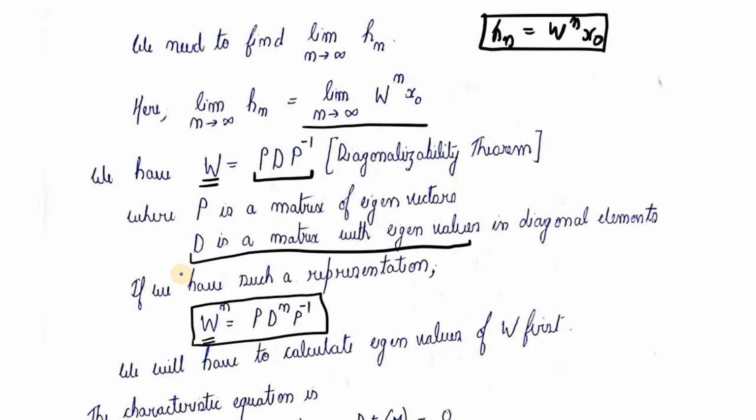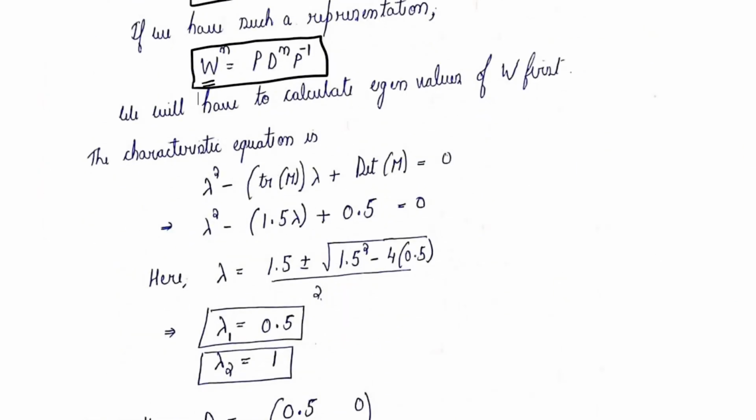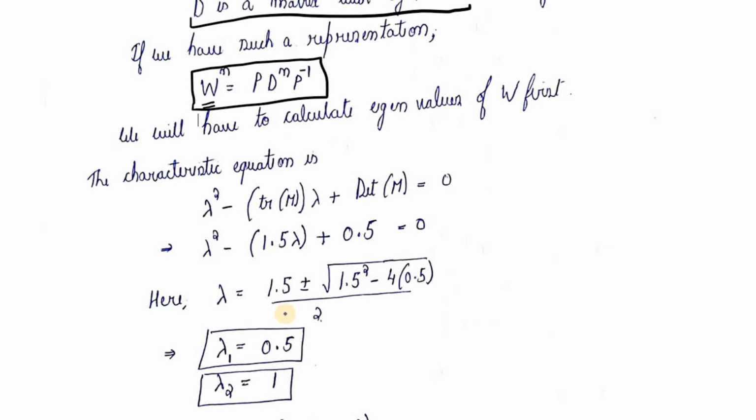In order to calculate D, which is ideally the matrix with eigenvalues as diagonal elements, we proceed with the characteristic equation calculation. First, we form the characteristic equation. It's a 2 cross 2 matrix. By the Cayley-Hamilton theorem, it's lambda square minus the trace of W, plus the determinant of W. On doing so, we get the two eigenvalues as 0.5 and 1. You can actually calculate it using the determinant of W minus lambda I equal to 0 as well. I just use this to save time.